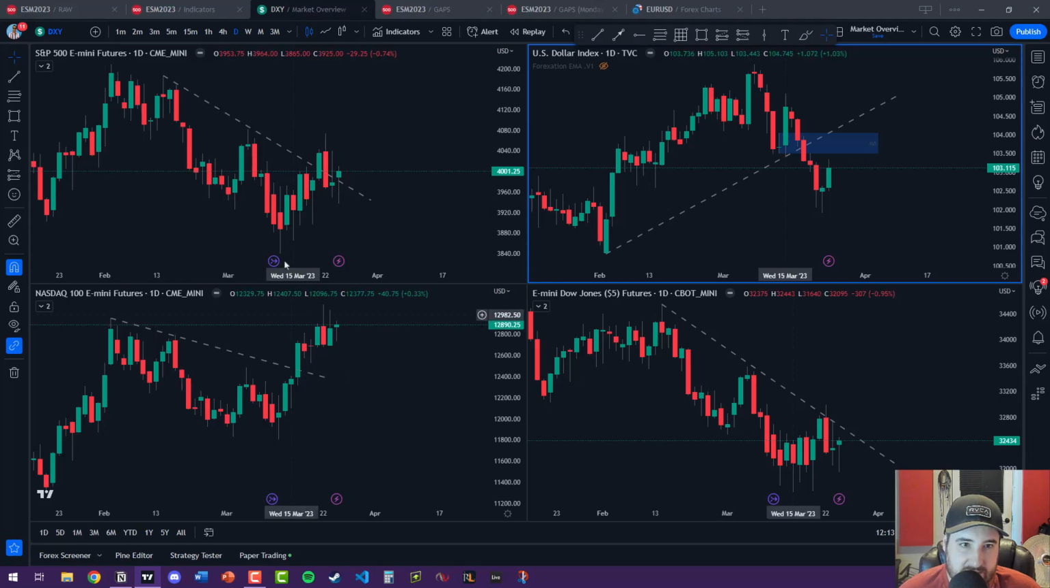This did take its liquidity. We still have a little bit to go to get to this liquidity. And for the Dow Jones, we've got to break out of this. We have a double top there, which is a signal that we should be breaking through this area for sure next week.